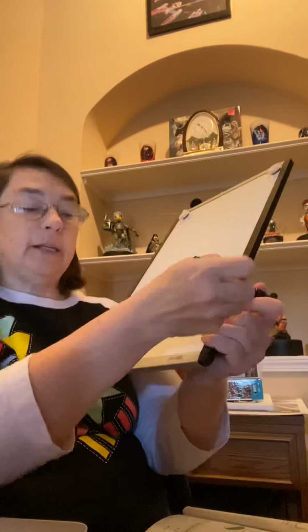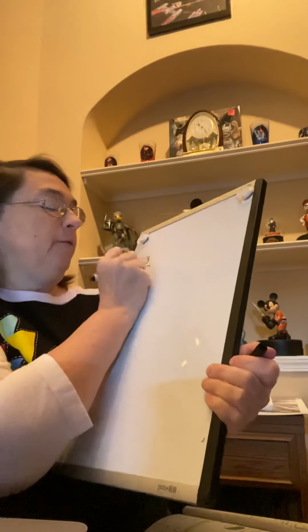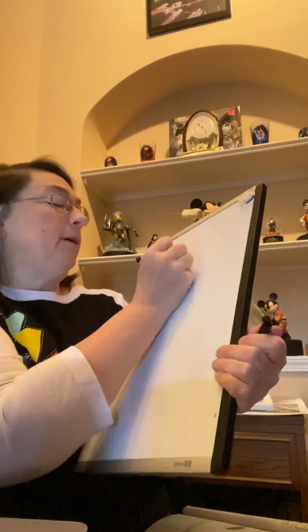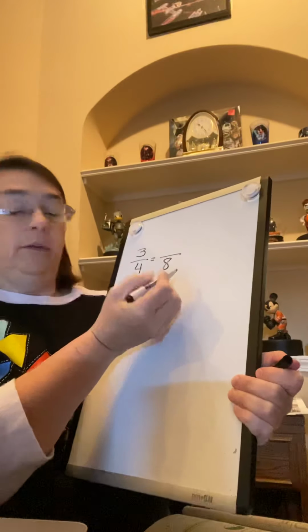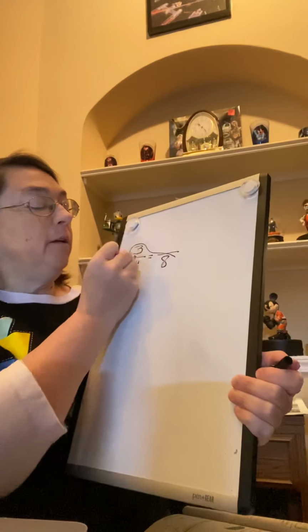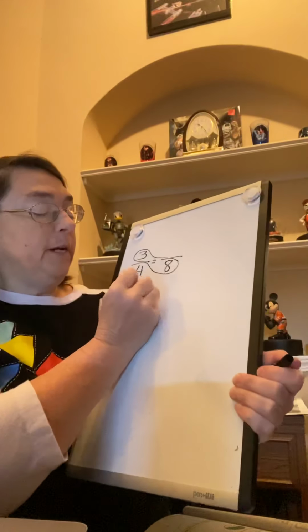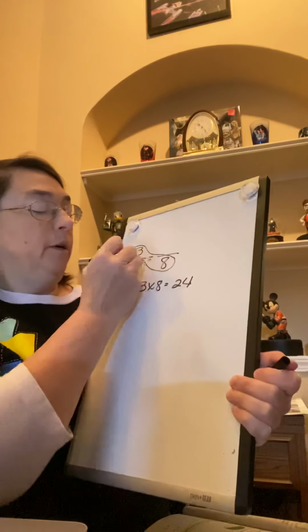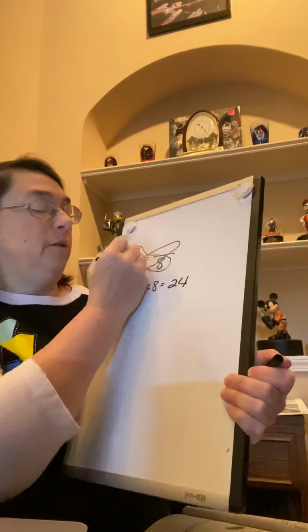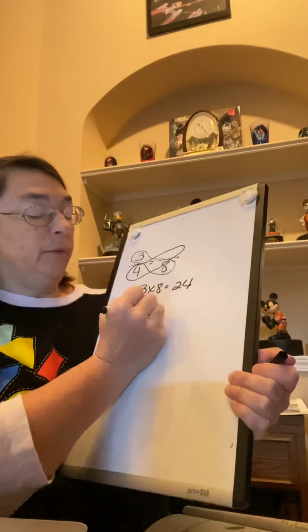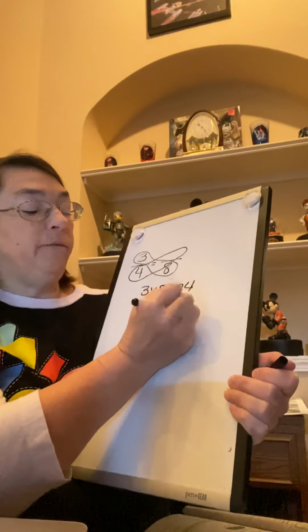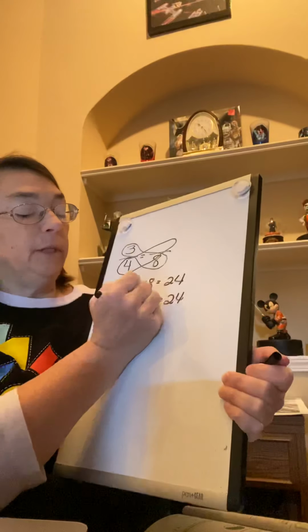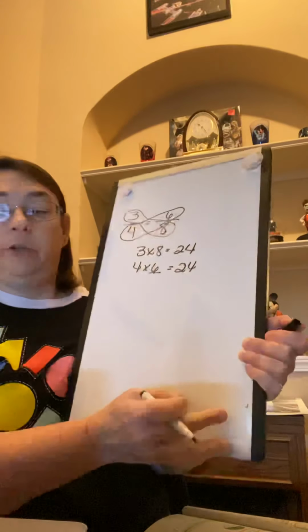All right. Number 6 was 3 over 4 equals blank over 8. So the butterfly, I say 3 times 8 equals 24. Do the other side. 4 times blank equals 24. 4 times 6. That's my answer.